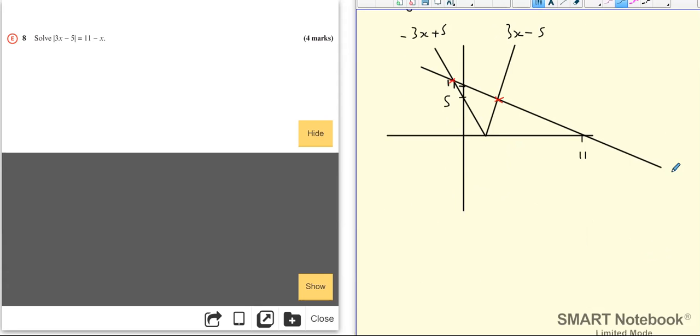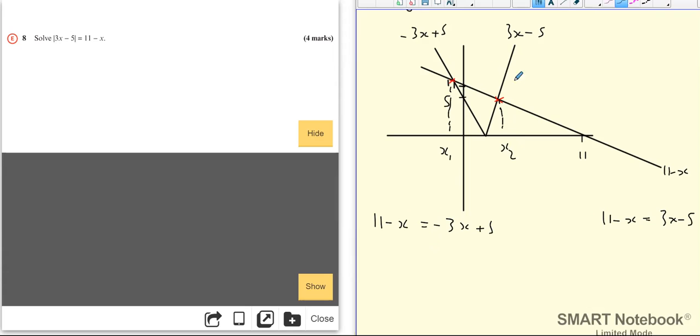So this was 11 minus x. So for x1 we are going to do 11 minus x equals minus 3x plus 5. For x2 we are going to do 11 minus x equals 3x minus 5. Does that make sense?